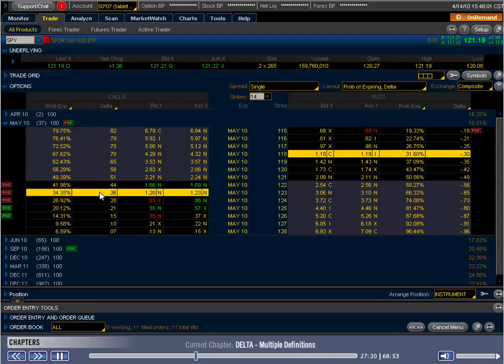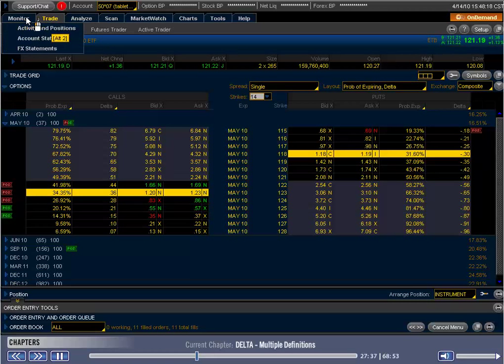So remember this. Buying a call produces positive delta. Selling a call produces negative delta. When you buy a put, buying a put produces what? Negative delta. When you sell a put, if you sell a put, you're bullish. Selling a put, bullish, would produce positive delta.